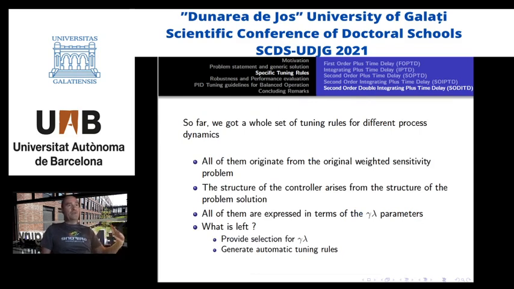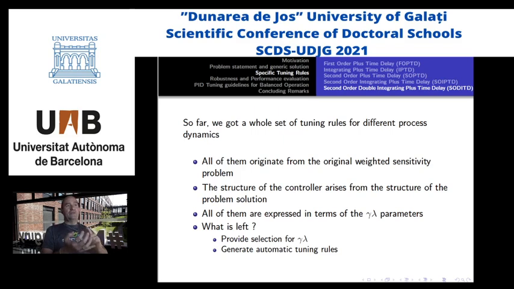So a whole set, a whole range of tunings for all these specific cases that all originate from the original weighted sensitivity problem. So the structure of the controller directly arises from the structure of the problem solution, because the problem solution inherits the plant model and inherits the weight structure. So as you go changing the weight and the plant, then the final controller gets the corresponding structure. And the nice point is that all of them depend on lambda and gamma. Okay, so you can call it the lambda gamma tuning of PI/PID controllers.